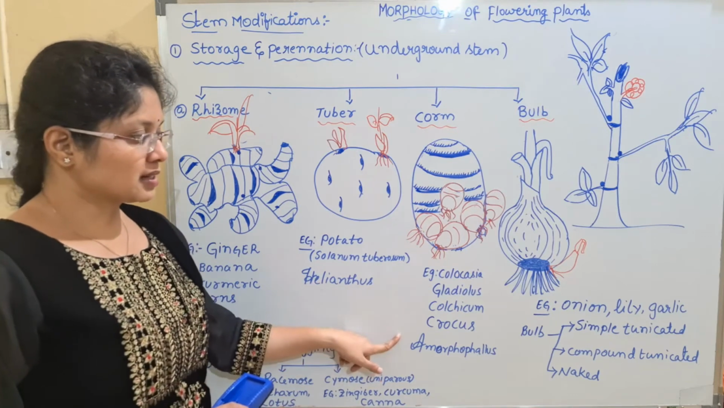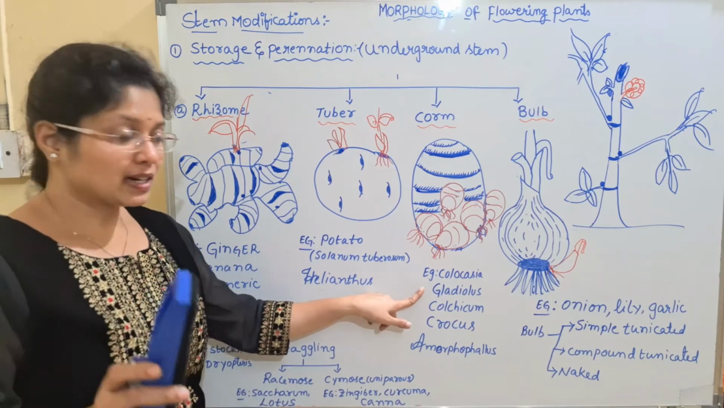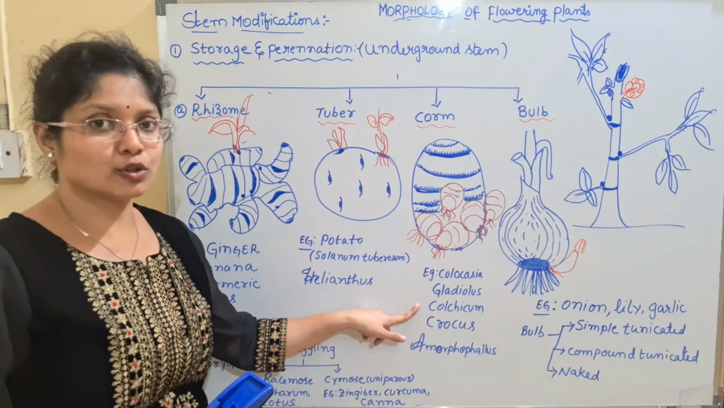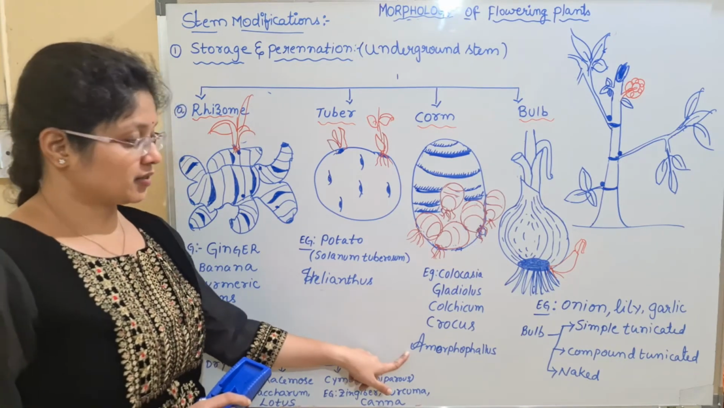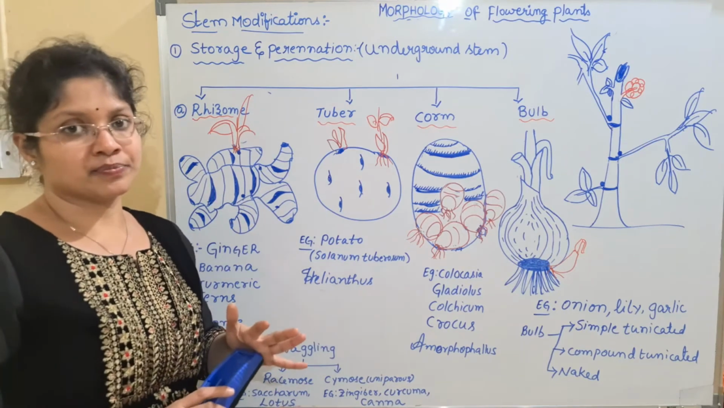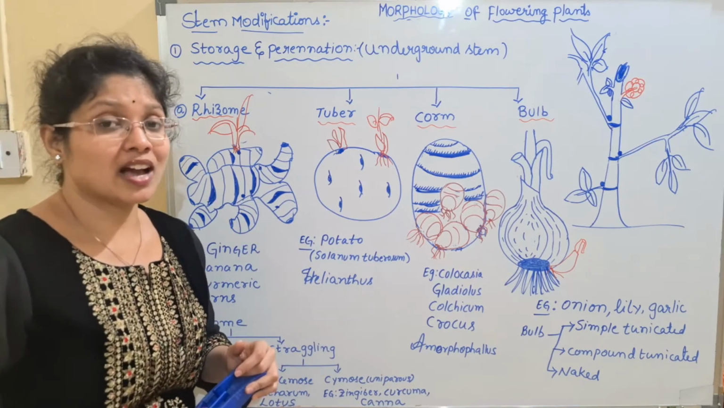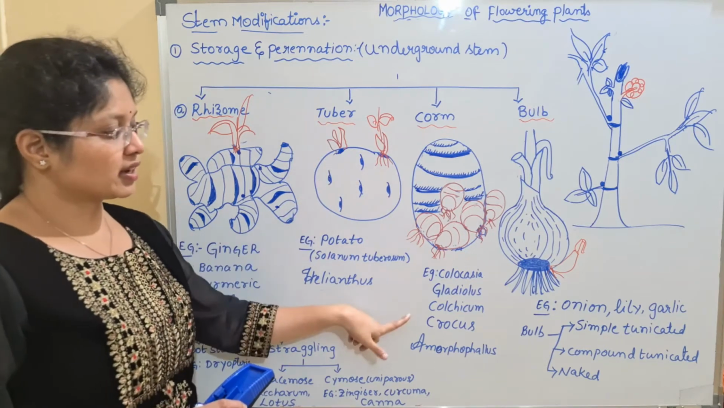So what are the examples here? Colocasia, a vegetable; gladiolus, an ornamental plant; colchicum, mainly used in the doubling of chromosomes; next, crocus, the saffron plant; and next, Amorphophallus. In crocus, as we discussed in the previous lectures, we have a modification: you can see the contractile roots. So this is the second modification we are discussing.